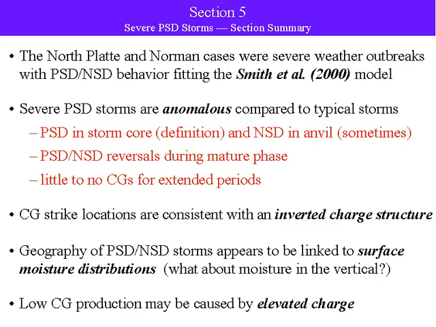I want to point out that PSD storms can occur in other parts of the country. When they do, they're dangerous. I also want to say that research has shown that storms with a high positive count, even though they're not positively strike dominated and even though the positive strikes are not occurring in the core, are also storms to be watched. Low CG production may be caused also by an elevated charge. That may be the reason for this little to no CGs for extended periods.